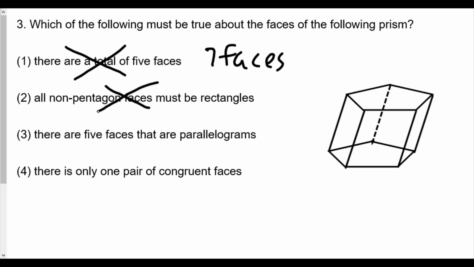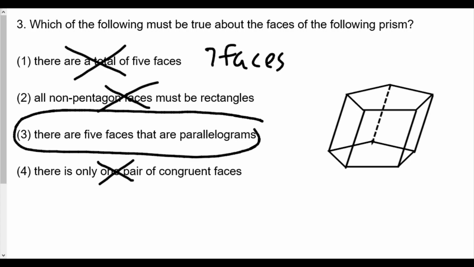All right. Now, there's only one pair of congruent faces. We don't know that for sure. Definitely the top and bottom are congruent faces, but the sides could be congruent too. We don't know, and it must be true all the time, so we cannot confirm that. We do know that 5 of the faces are parallelograms, and those are these here.